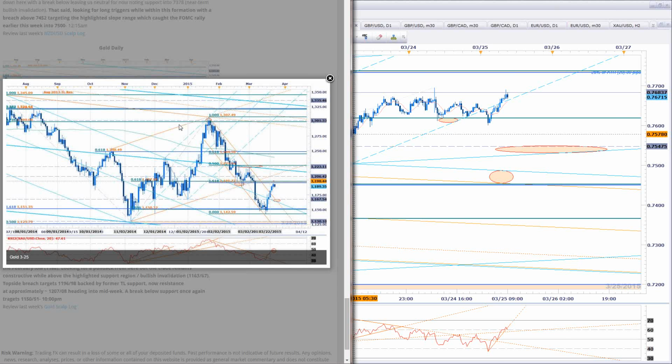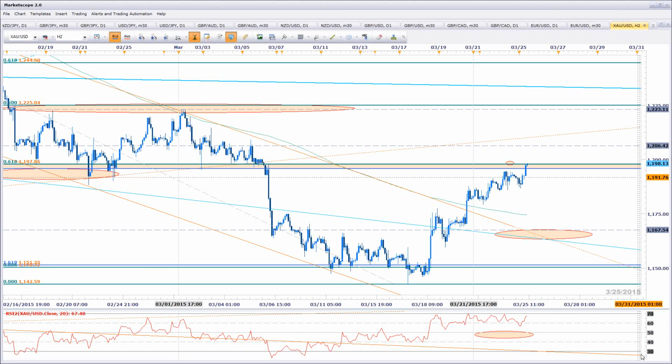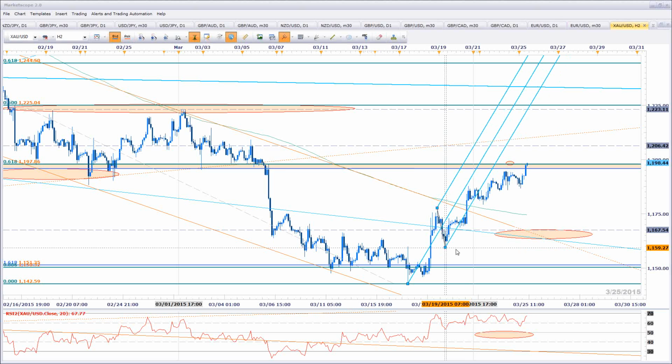So the top side objective, 1195, 1197, didn't quite hit yesterday. We're tagging it right now. This is a 2-hour chart. If you guys remember, I think we were looking at this yesterday in the webinar. We were looking at a really interesting structure that looks like this.